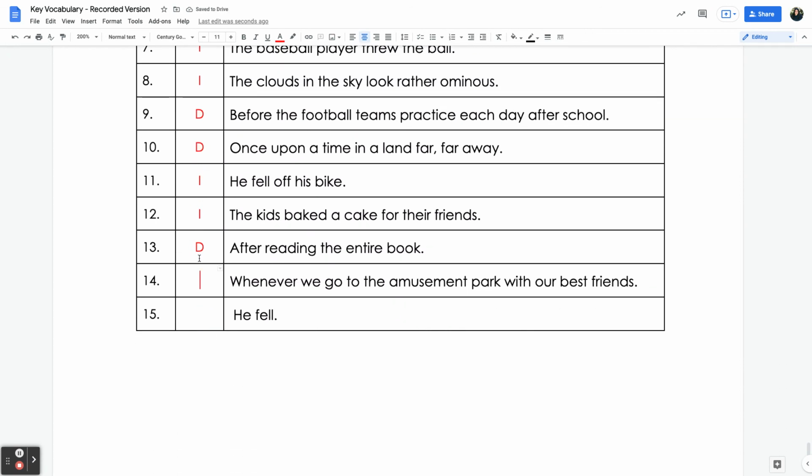Whenever we go to the amusement park with our best friends, that is dependent, and he fell is independent. So you can use all the other tools that you have to study, but if you have any questions, let me know.